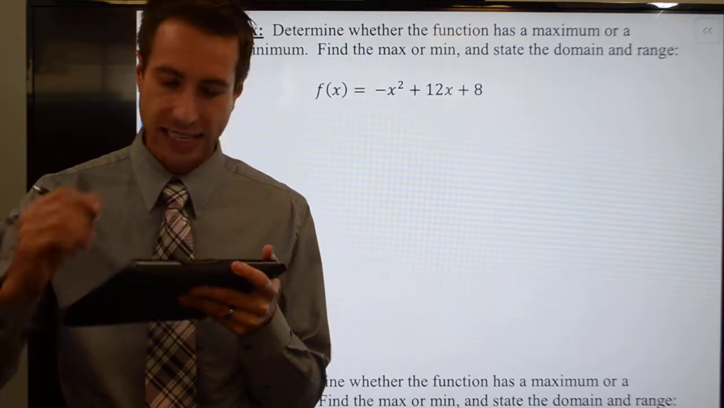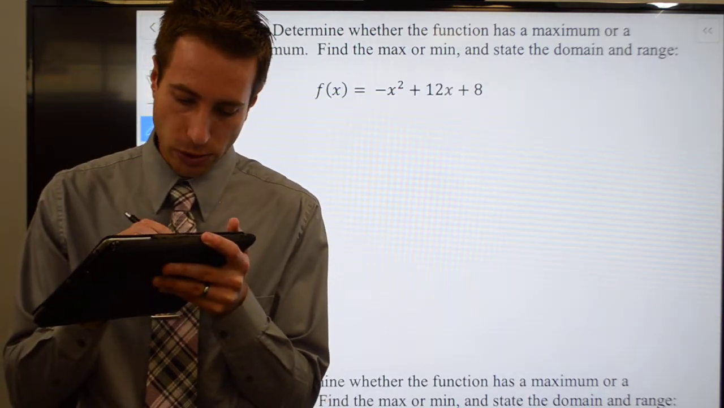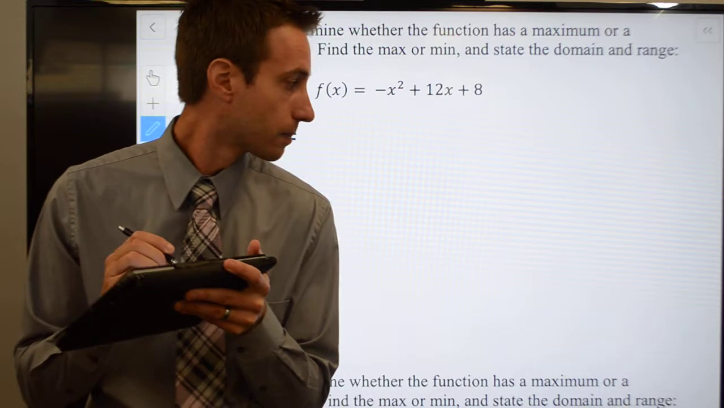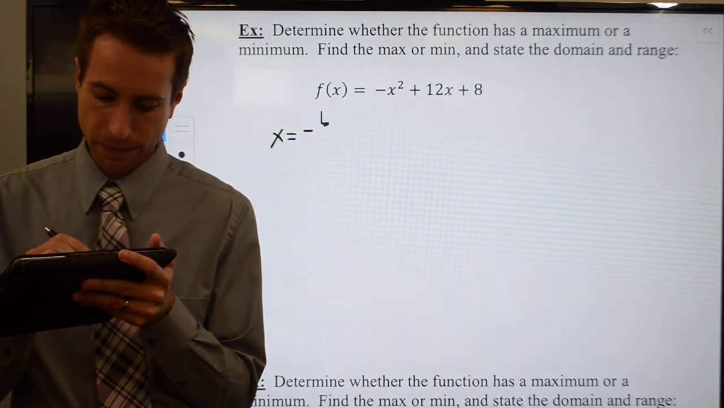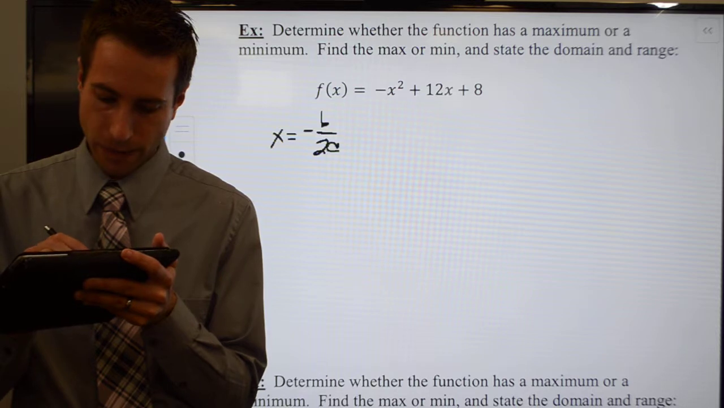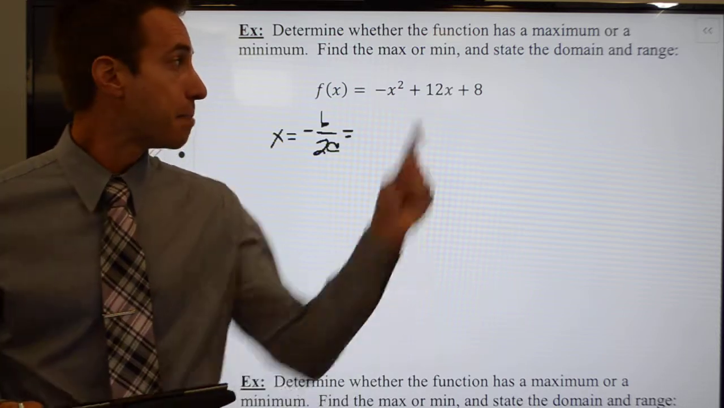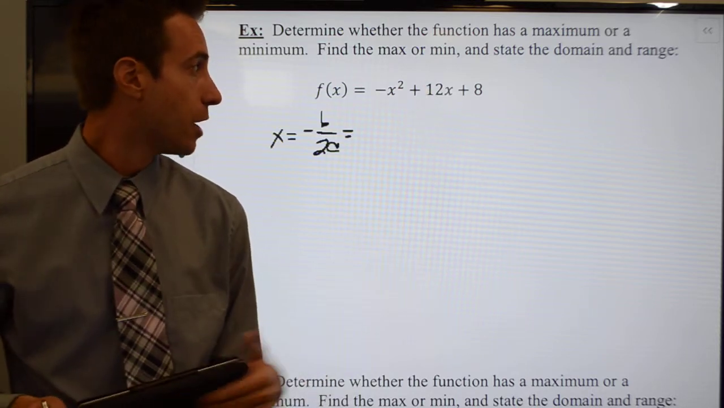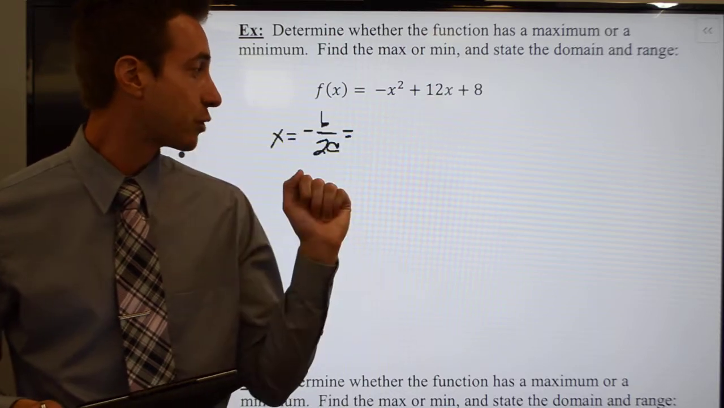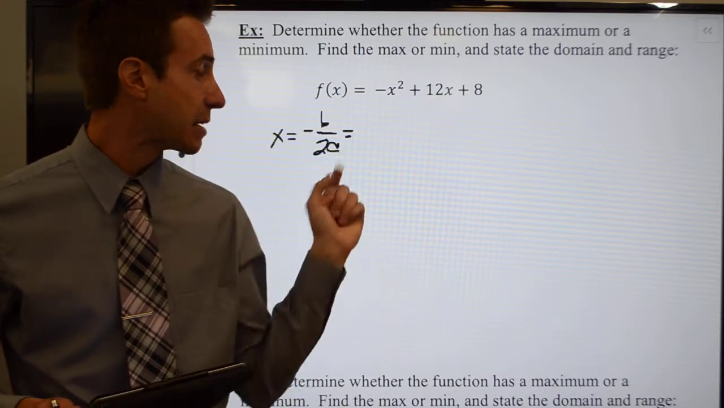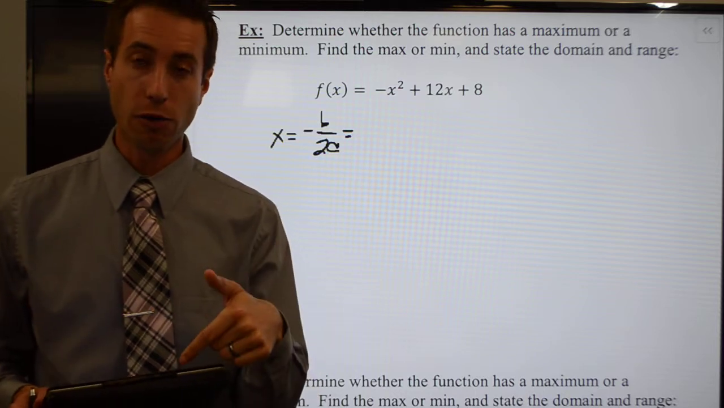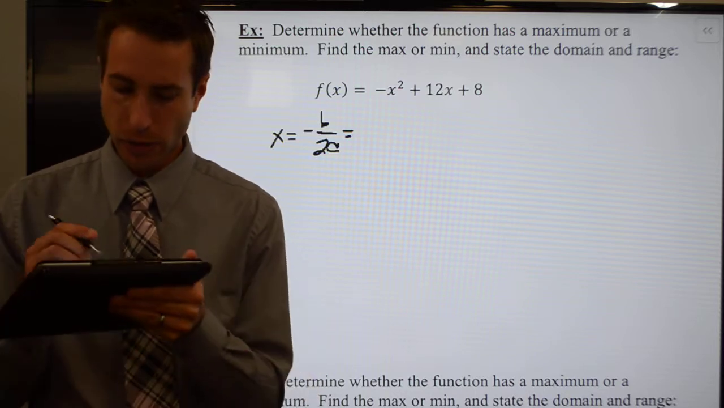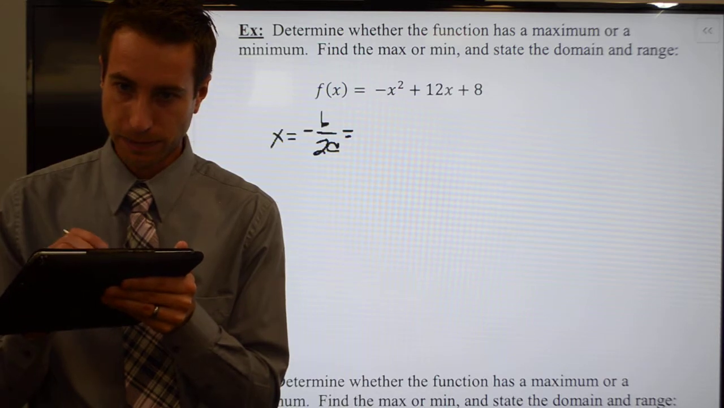I know that my axis of symmetry is x equals, there we go, now you can see, x equals negative b over 2a. All right, well, let's do that. My b is a positive 12, so that would be a negative 12. My a is a minus 1, which means I'd have a minus 2. Well, a minus 12 divided by a minus 2 would be a positive 6.